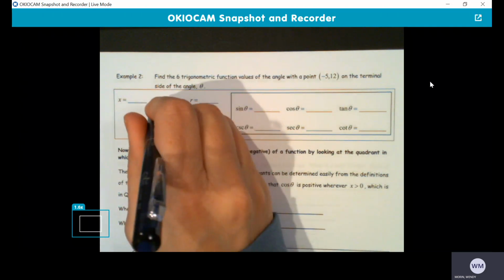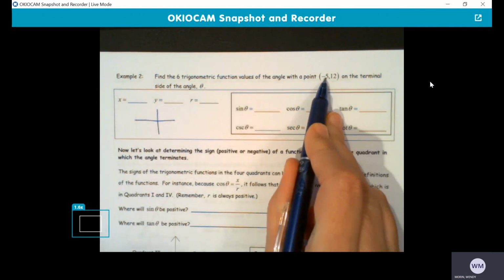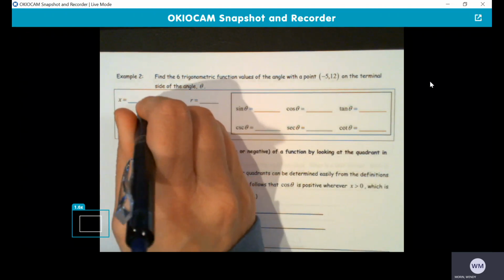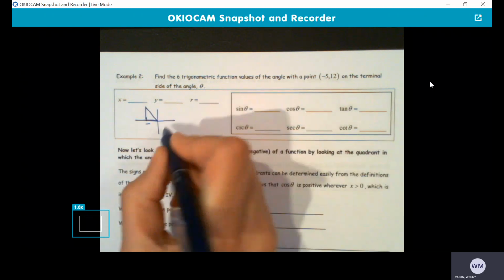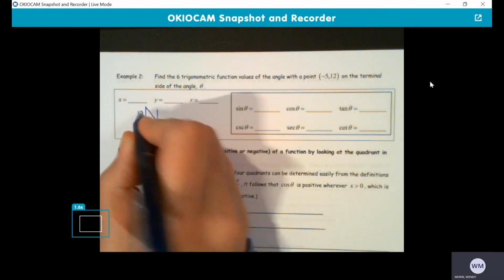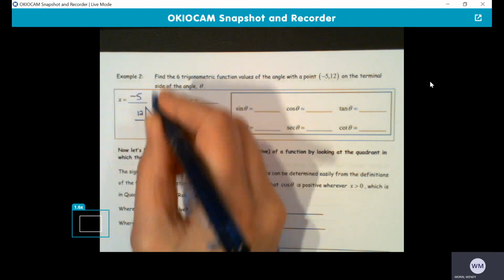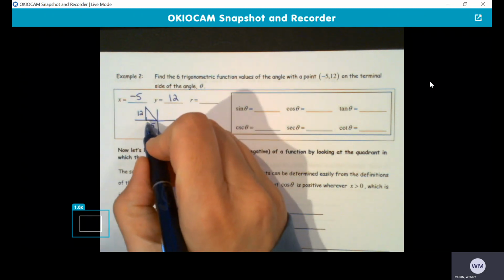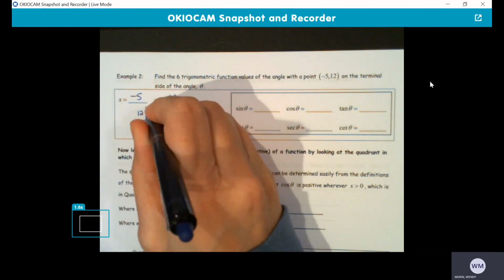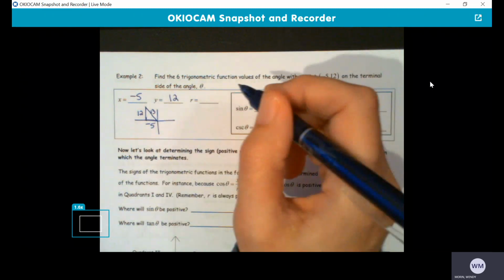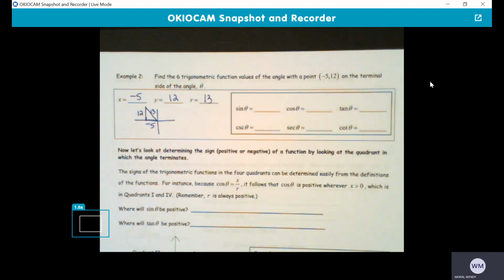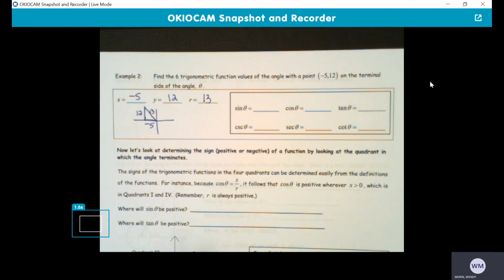Okay, so here's the answer to this one. -5, positive 12. So that's -5, 12. So our x value is -5. Our y value is 12. The hypotenuse, 5, 12, 13. That's another Pythagorean triple you should have memorized. 5, 12, 13. Or a squared plus b squared equals c squared, which will take you a little bit longer.